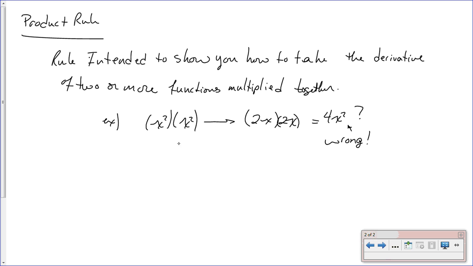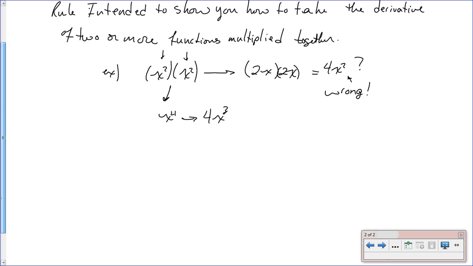How you do product rule, and I purposely picked a simple one like this, because technically this is an x to the fourth, which will give you 4x cubed. So when you do the product rule, you can't simply do the derivative of this and multiply it by the derivative of that. It's not that simple, unfortunately. It'd be nice if it was, but it's not.